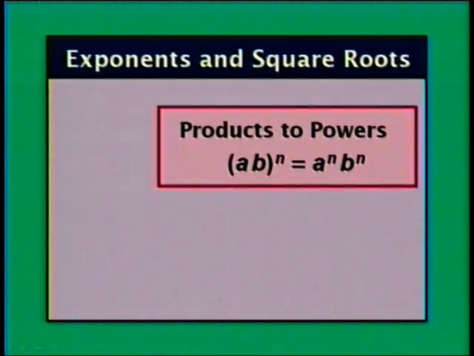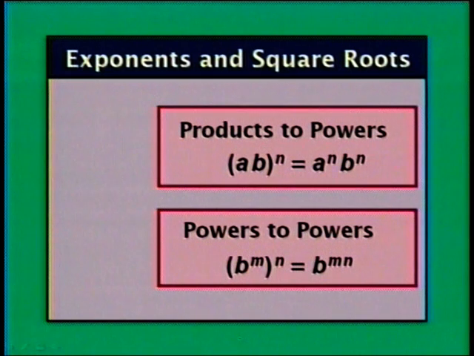Here's another rule. It's the product to a power rule. If I take ab to the n power, that's the same as a to the n times b to the n. Verbally, what this is saying is that if I have an exponent applied on a product, I can distribute the exponent to every factor in the product. I also have a power to a power rule that says if b is raised to the m and that quantity is then raised to the n, the final exponent on b is m times n.